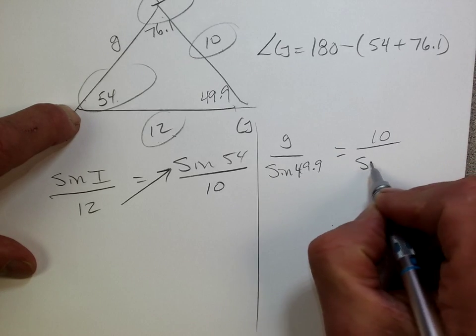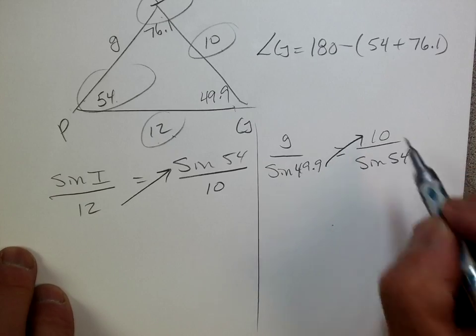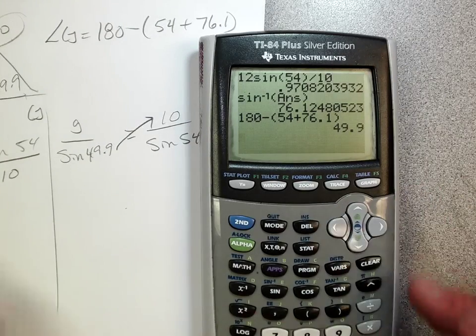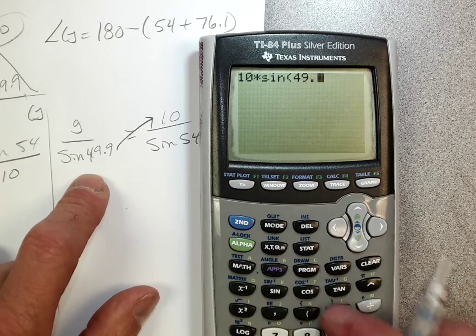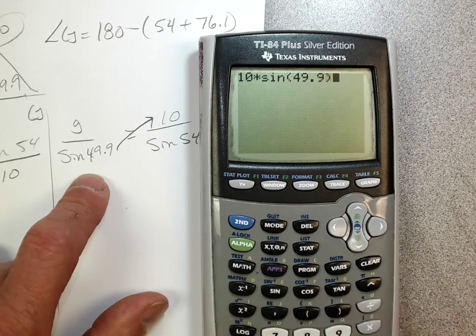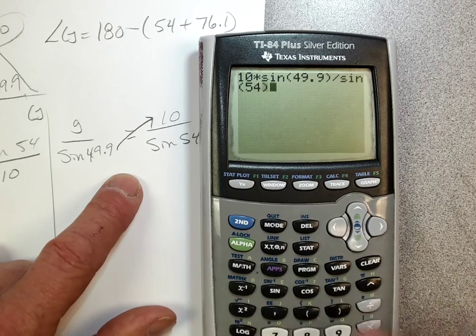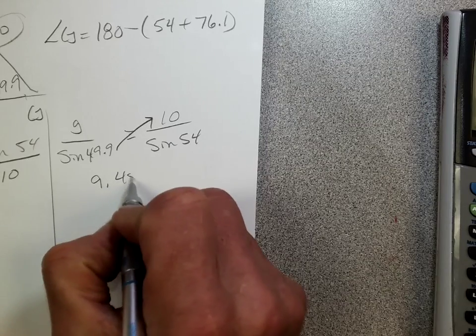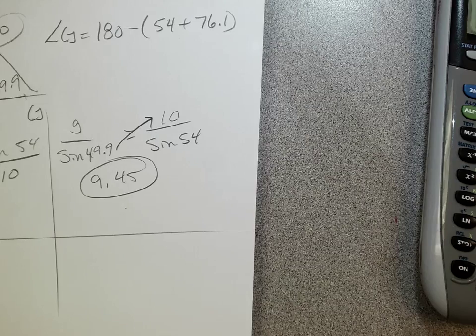Okay. I'm going to multiply this up here. So in my calculator, we'll just go 10 times the sine of 49.9, close the parentheses, divided by sine of 54, and I get about 9.45. 9.45. Okay? How's that? Tavio says good. Everybody else, thumbs up. You're getting better with this stuff, aren't you?